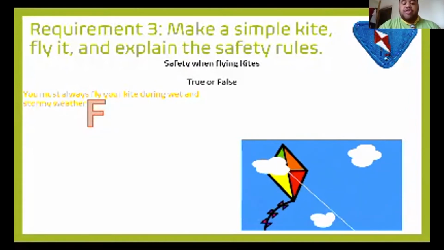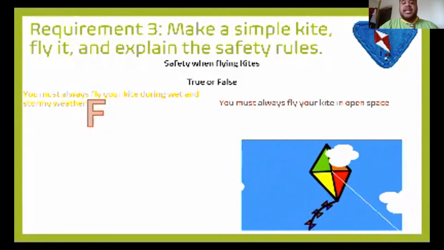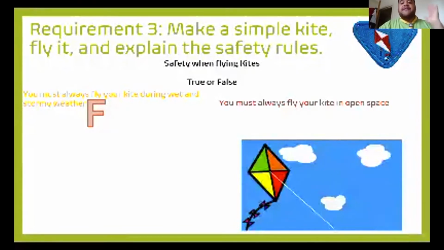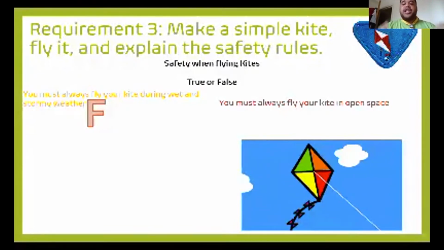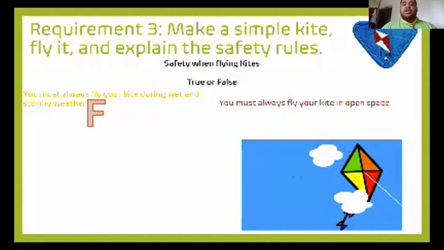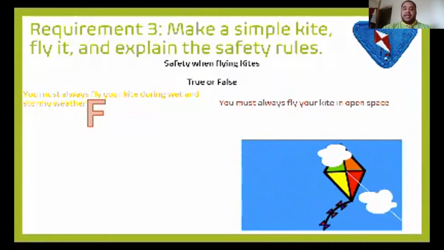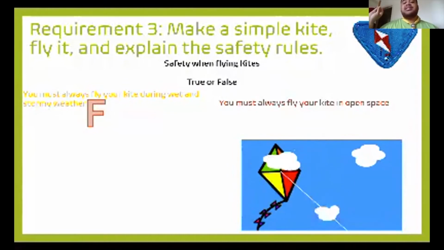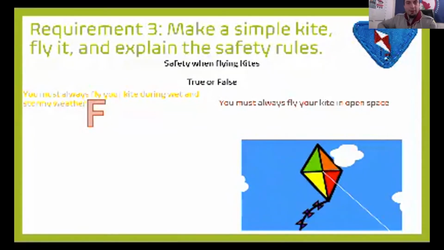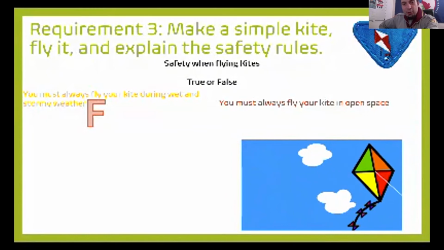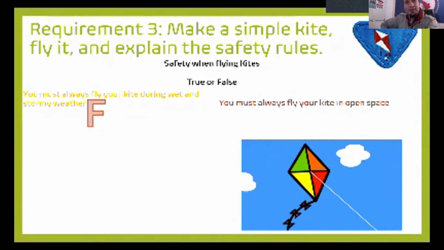Next question, I'll read it out for you again: you must always fly your kite in open space. So you must always fly your kite in an open space. Is that true or is that false? All right, Alberto, thank you so much for that question. You must always fly your kite in open space.